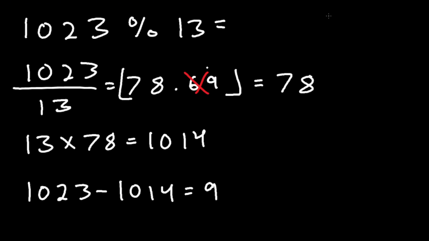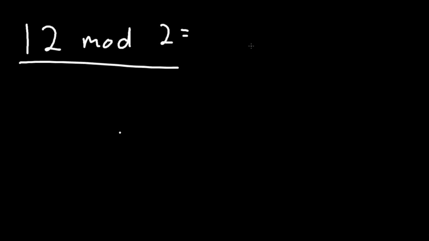And this results in a 9. Therefore, our remainder, or our mod for this operation, is just 9. Now, let me show you a fun fact about the mod.